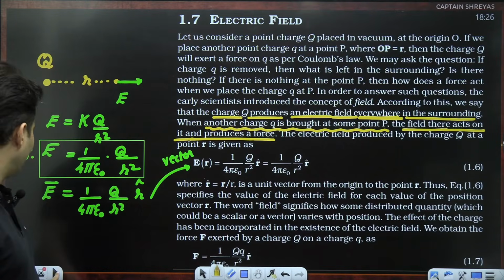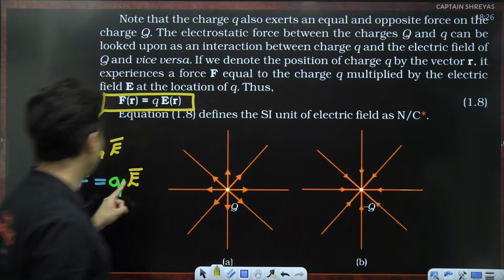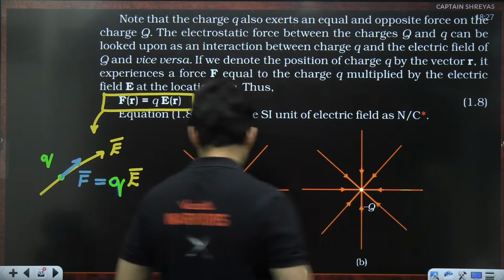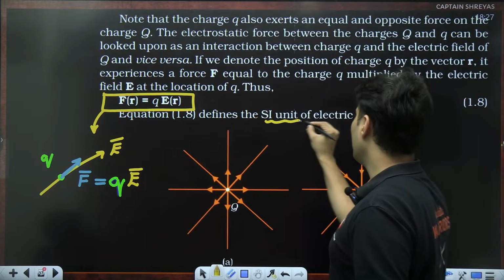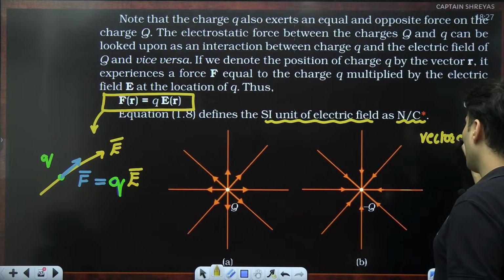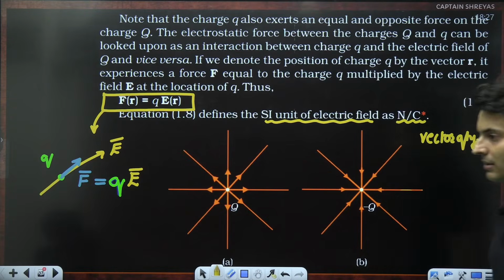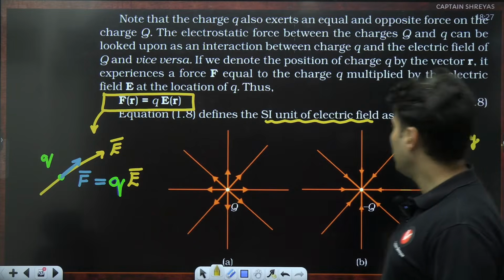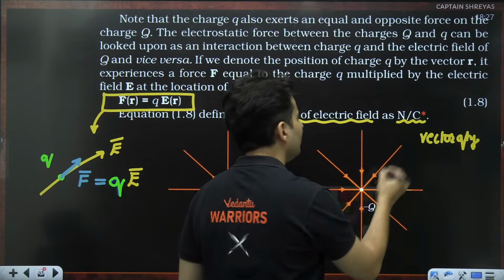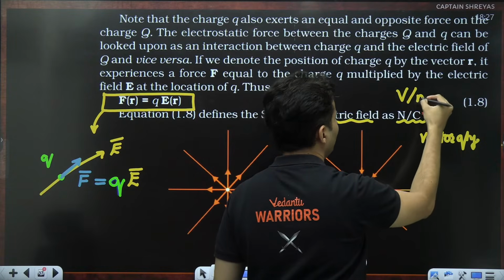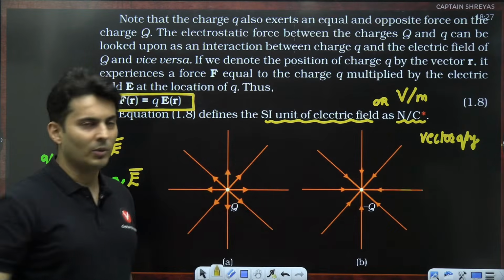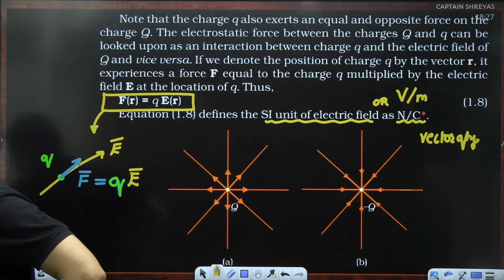The SI unit you can see will be Newton divided by Coulomb, so Newton per Coulomb. The SI unit of electric field is Newton per Coulomb. Also, it is a vector quantity. Keep this in mind. Why is this star mark placed here? Maybe because later on you will see there is another unit of electric field, which you will learn later on, also volts per meter. You will see that later on. Don't have to worry about it right now. Both are fine.